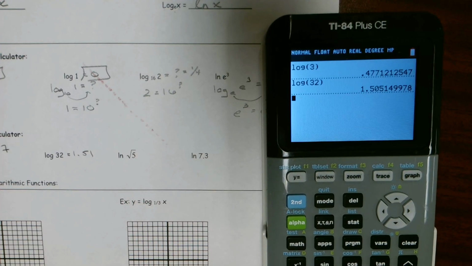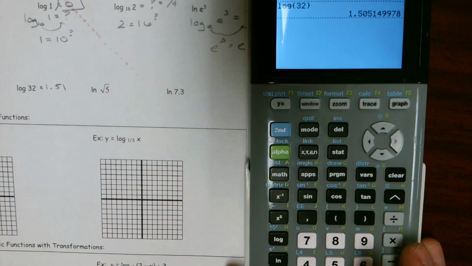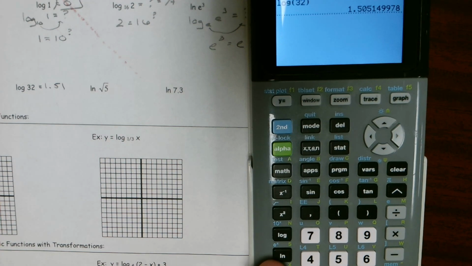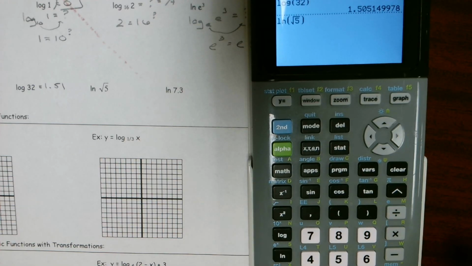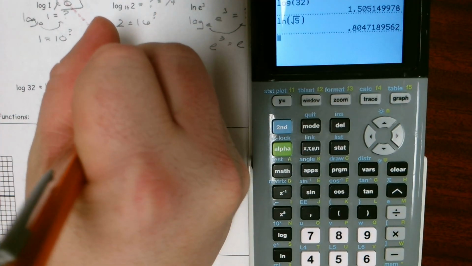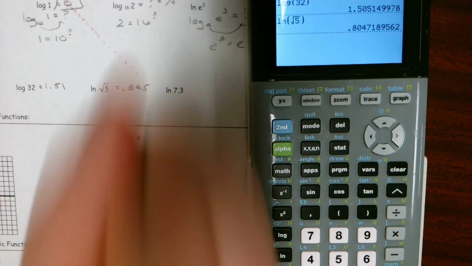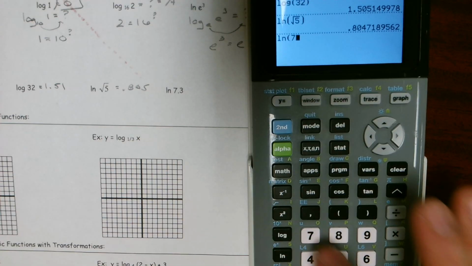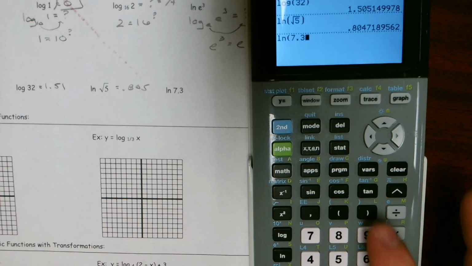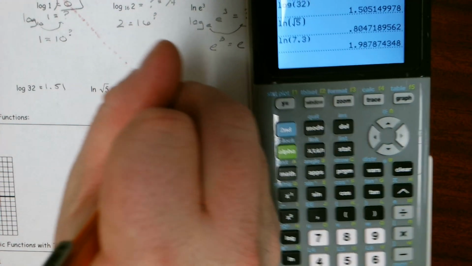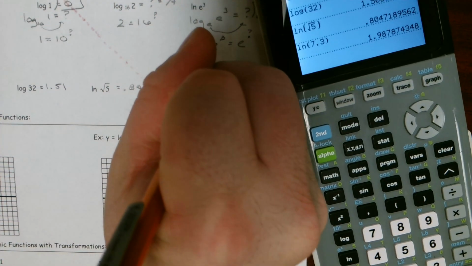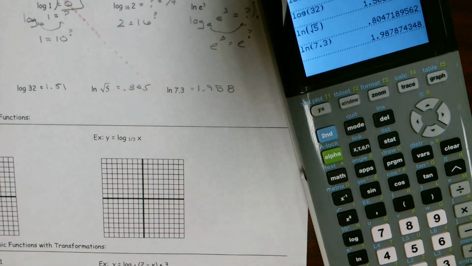Okay, natural log also has its own button. It's right here on the left side. Natural log of the square root of 5. 0.805. And the natural log of 7.3, 1.988. Easy peasy.